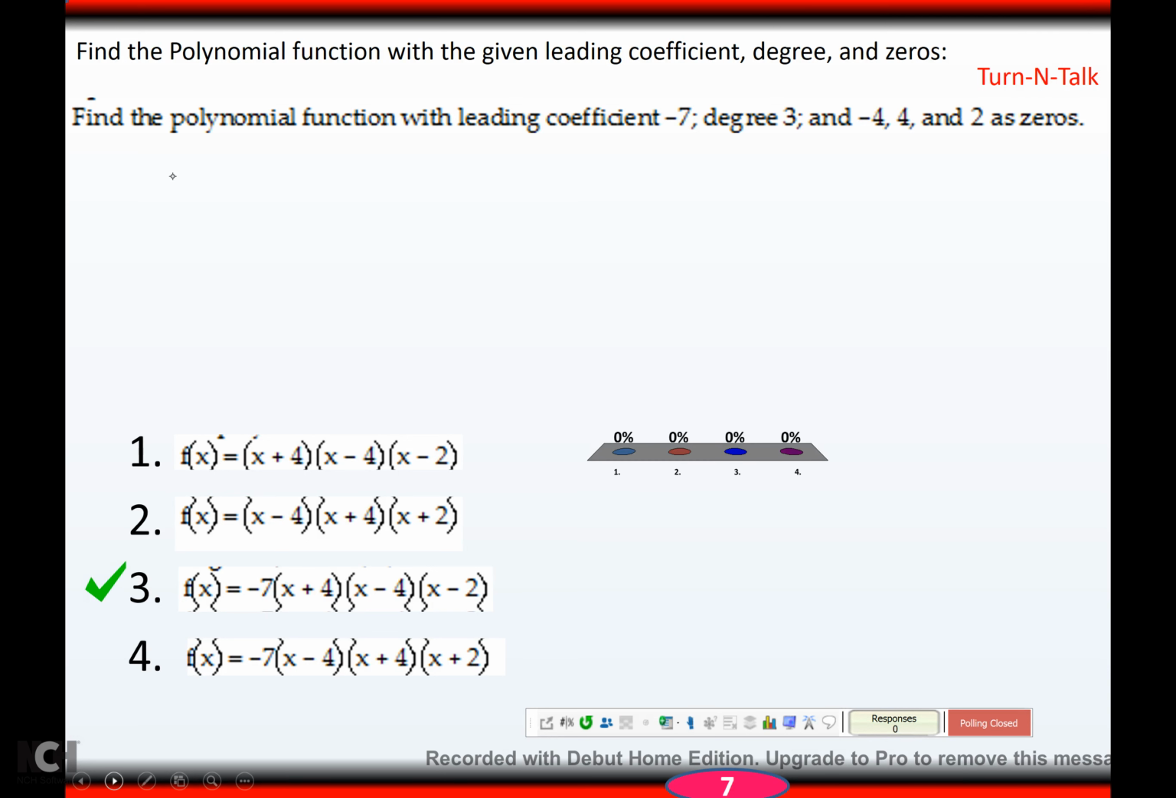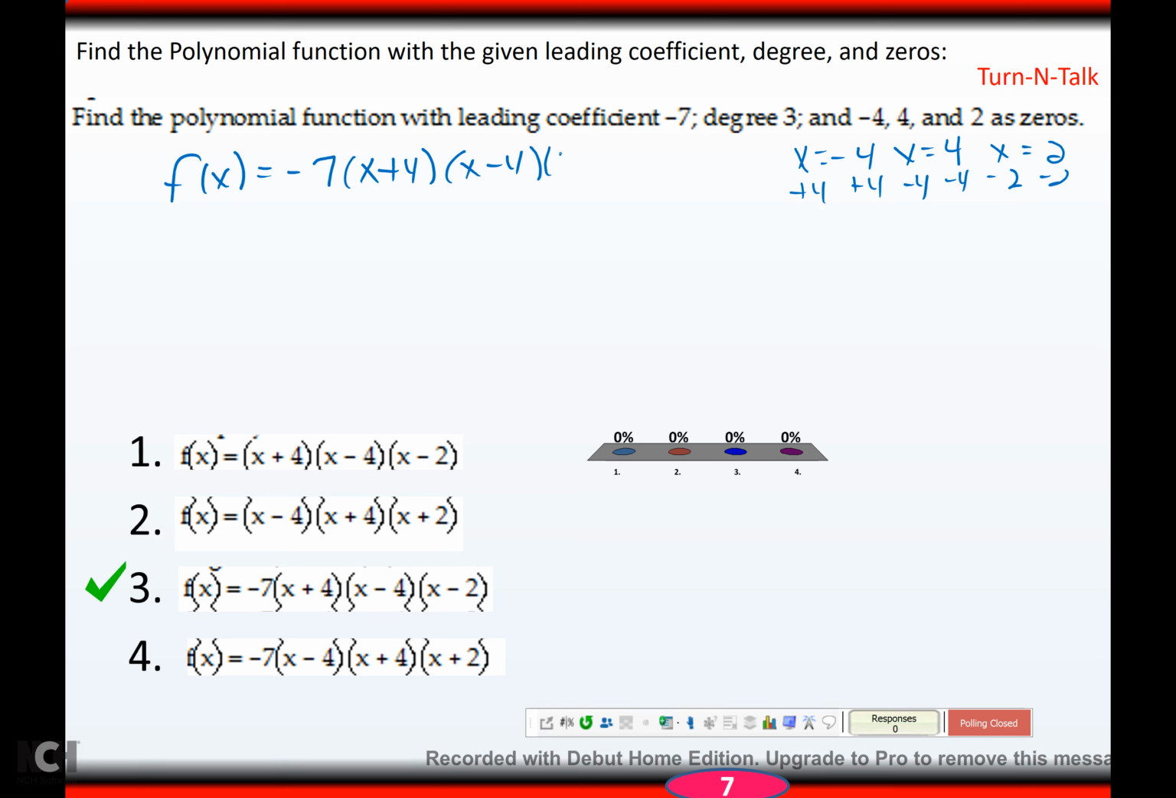Alright, so it said, find the polynomial function with a leading coefficient of -7, degree 3, and these zeros: x equals -4, x equals 4, x equals 2. Write them as factors. Add 4, that's x plus 4. Minus 4, that's x minus 4. Minus 2, that's x minus 2. And then we multiply it all together.